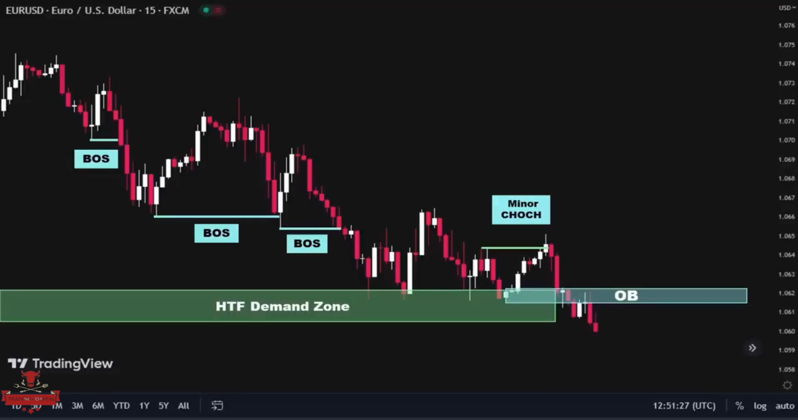So traders, this change of character analysis helps me have a higher chance of getting successful trades over just taking any trades without confirmation. So traders, in the following topic, I'm going to show you how to use the change of character to set up a trade.